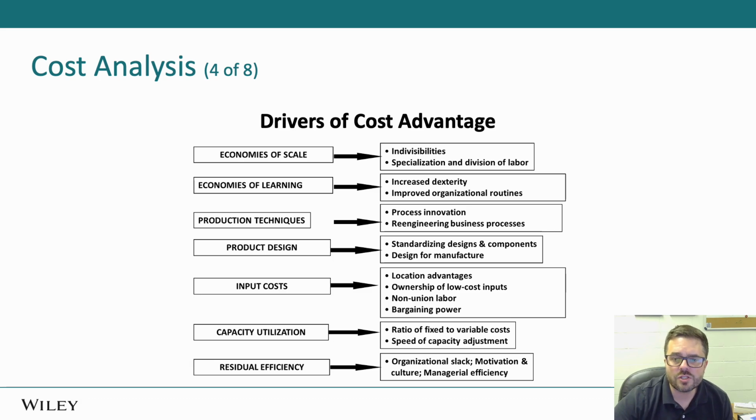Capacity utilization, this is a pure fixed to variable cost, classic economies of scale. And then what they've just put here is residual efficiency. Again, if you think of statistics, this is the everything else that doesn't fit in the other categories. Perhaps you just have a more motivated production team. Your managers are more efficient. All these things add up at the margins to give you a cost advantage.